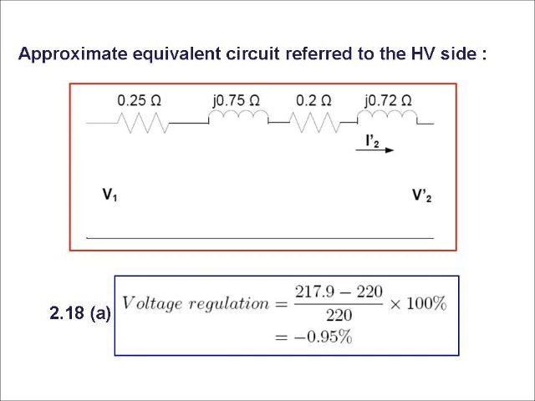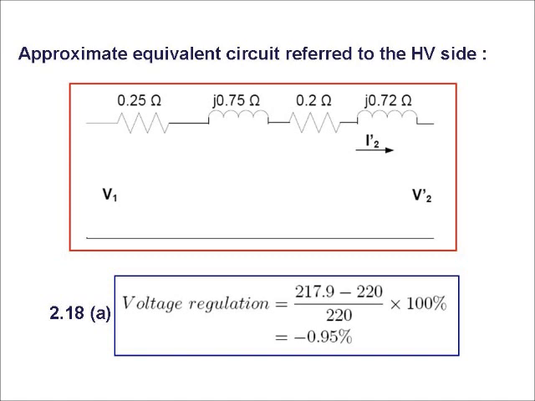So in order to calculate the voltage regulation, we have 217.9 minus 220 volts divided by 220 volts. You see here that your output voltage is a little higher because you have a capacitor. Okay. So your voltage regulation is minus 0.95%. So when you have a leading power factor, your voltage regulation becomes negative.